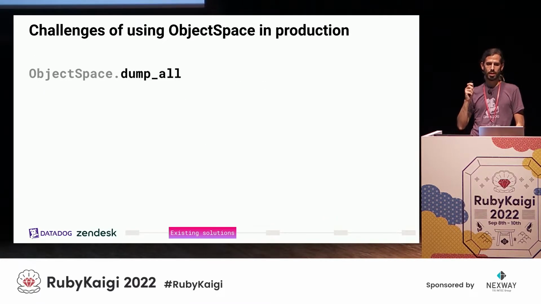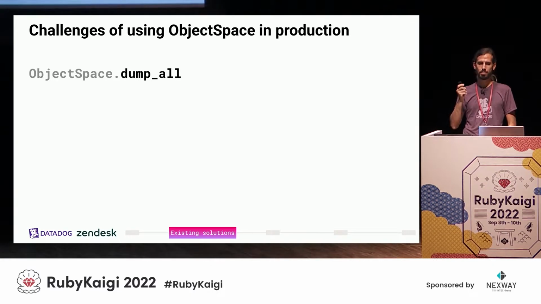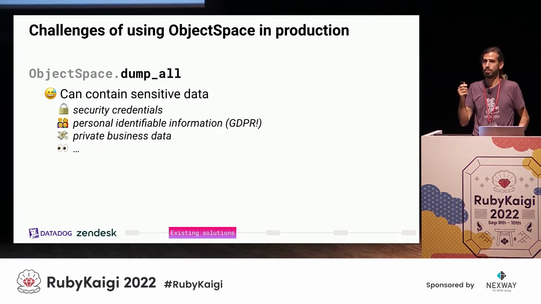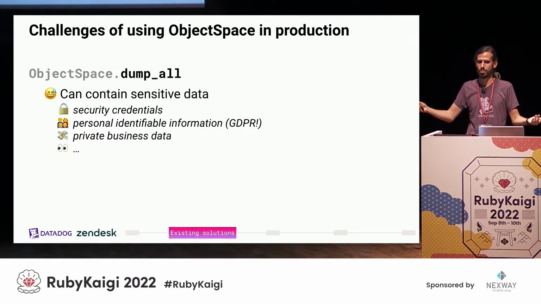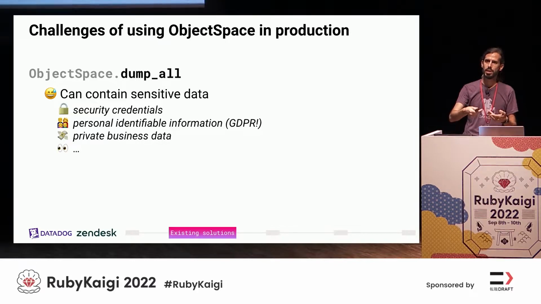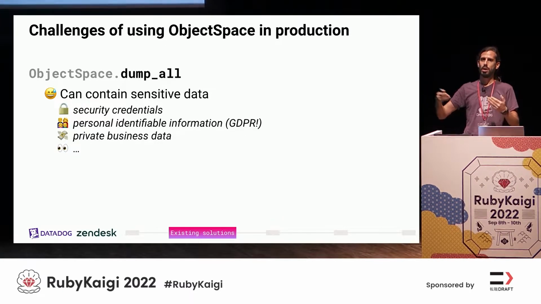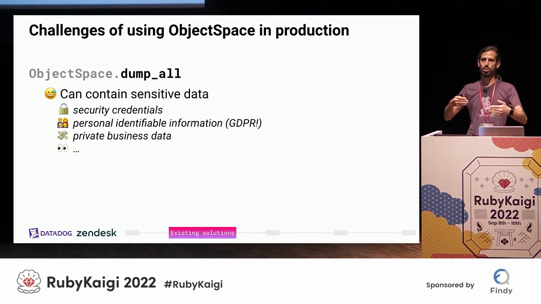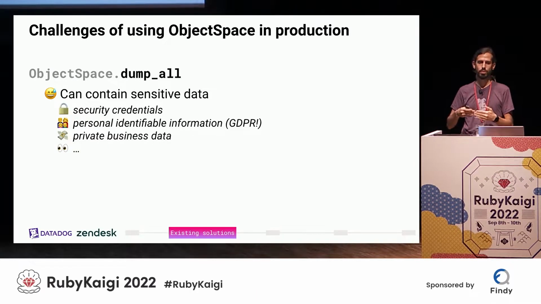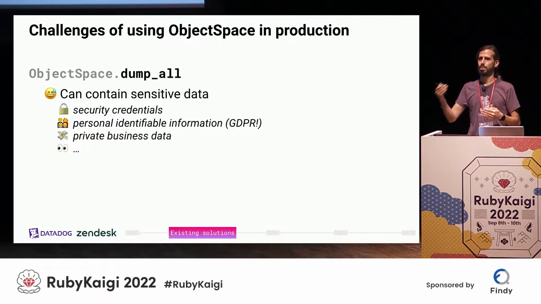And then there's ObjectSpace.dumpAll. I would say the biggest downside of dumpAll is that it contains everything in the Ruby heap. So it can contain security credentials that you're using to talk to the database or other services. It can contain personally identifiable information from your customers, which may fall under regulations such as Europe's GDPR, which may even say you are not allowed to download a heap dump from production to your developer laptop, because that would go against those regulations. And it can also include other private business data.